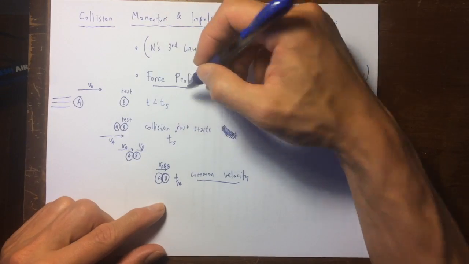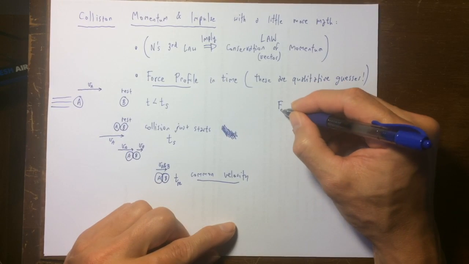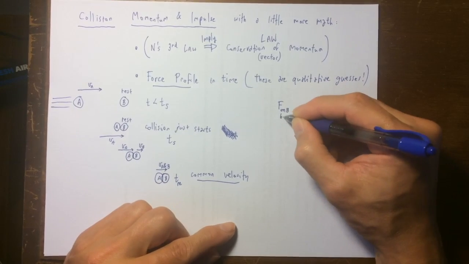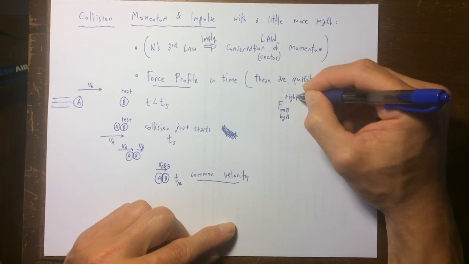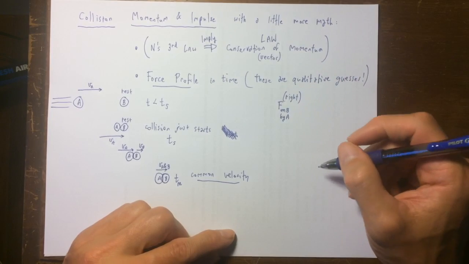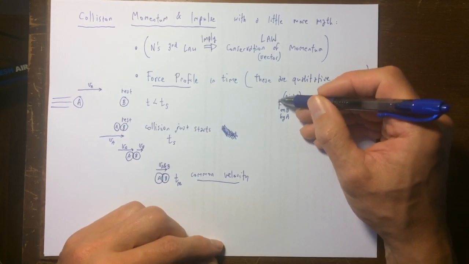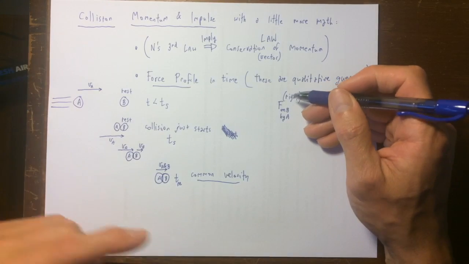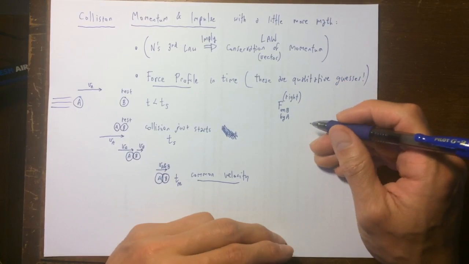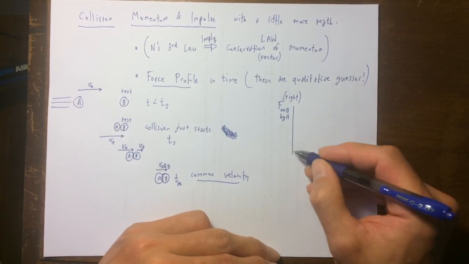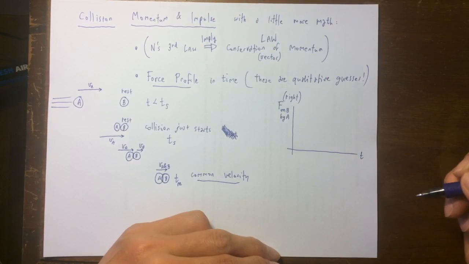And now I'm going to draw a force profile. In particular, I'm drawing the force on B by A. You know that we're talking about vectors, so this is a force towards the right on B by A, but I'm not going to draw the little vector arrow because I'm really just thinking in one dimension right now. So this is the force on B by A. And what I'm doing is drawing the profile in time.